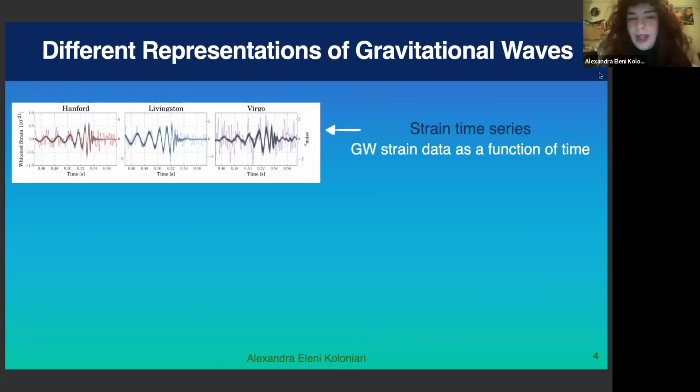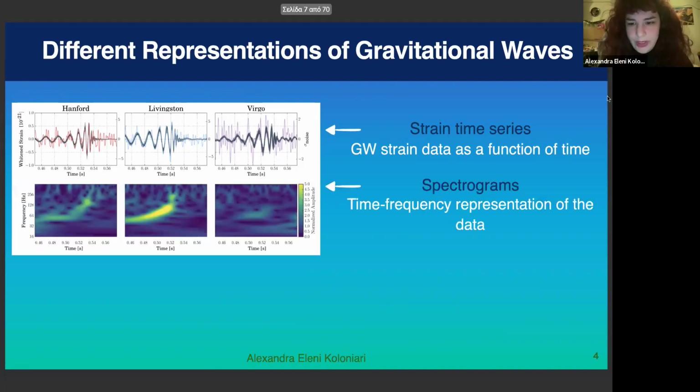Now, there are a lot of different representations for gravitational waves. The most commonly used are the strain time series, or just time series, which are gravitational wave strain data as a function of time. In this figure here, you can see the data from Hanford, Livingston, and Virgo detectors, depicted with red, blue, and purple color, respectively. And you can also see with the darker lines the reconstructed waveforms for that specific candidate event.